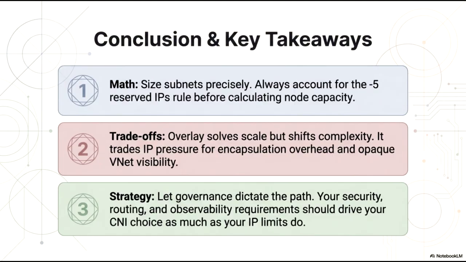While an overlay network solves for scale, it shifts complexity. It trades IP pressure for encapsulation overhead and more opaque VNet visibility. Finally, let your strategy and governance dictate the path forward. Your requirements for security, routing, and observability should drive your CNI choice just as much as your IP limits do. Focusing on these priorities ensures your network is built for long-term scalability and operational success.